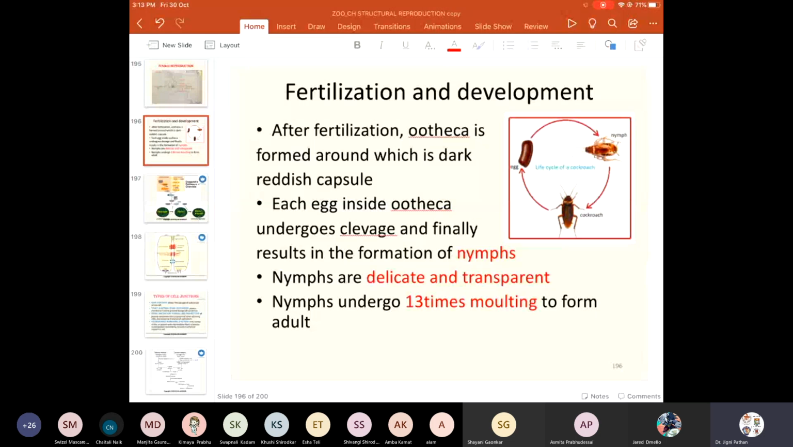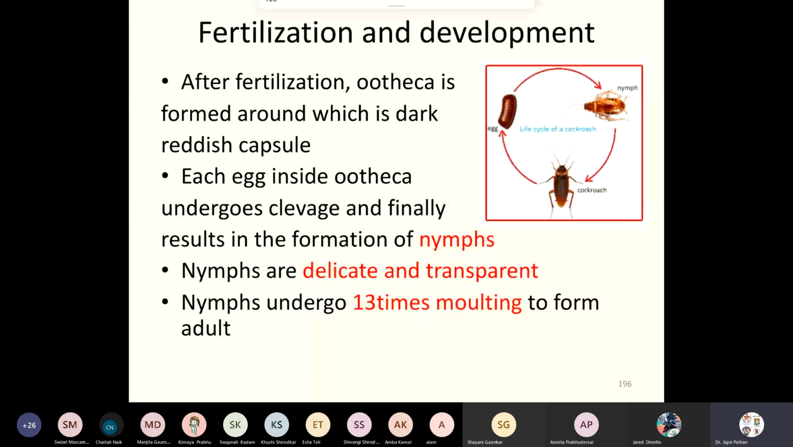Can you see this? Ootheca, can you see the ootheca? The case, the hard case. This is an ootheca which is carrying a hard case, which is carrying what? Fertilized eggs. And that's a nymph. And again back to cockroach.